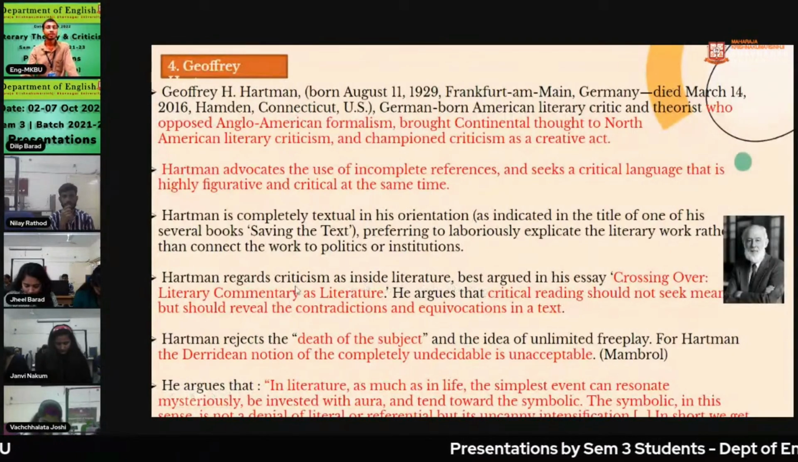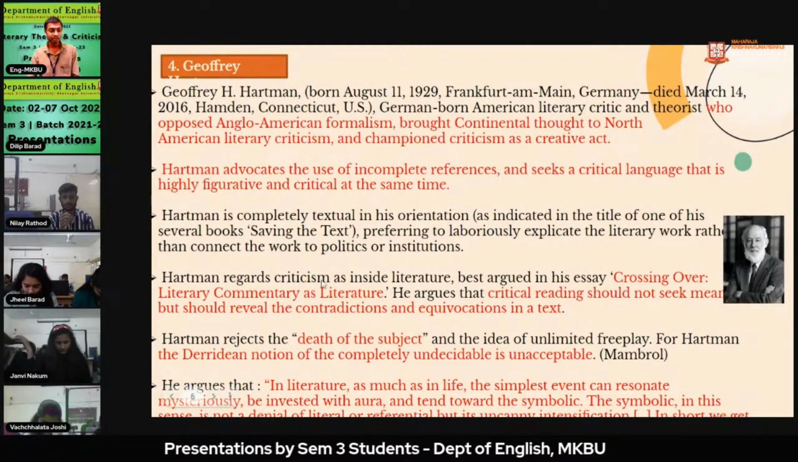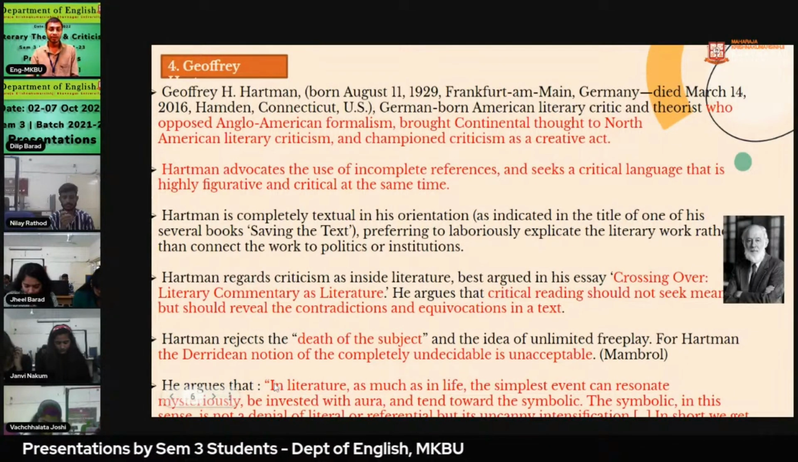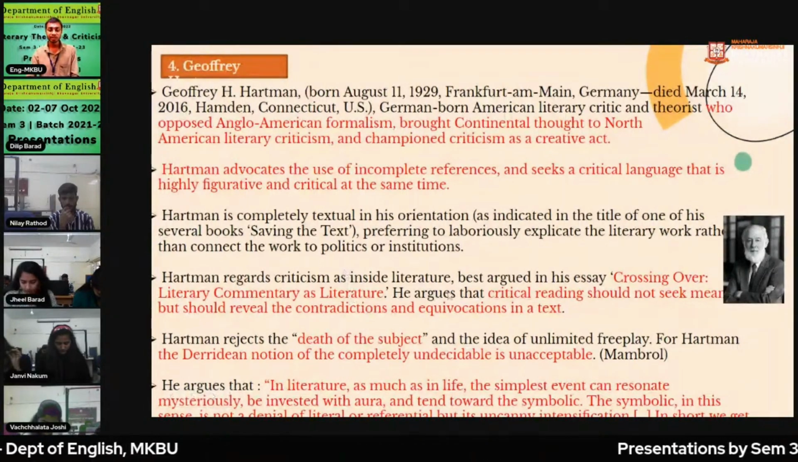So criticism is there inside the literature. It is not outside literature. That is why there is this language-based necessity of its own critic within itself. So it is inside the literature. The criticism is inside whatever is written.